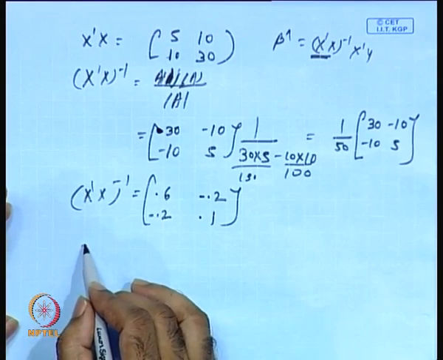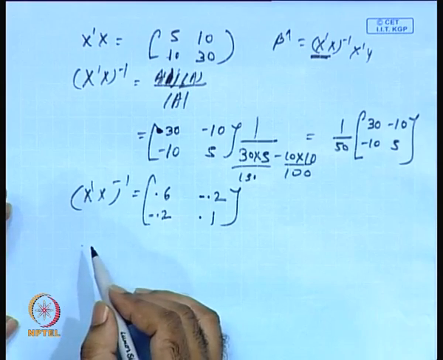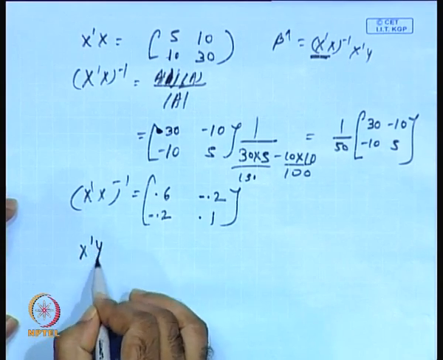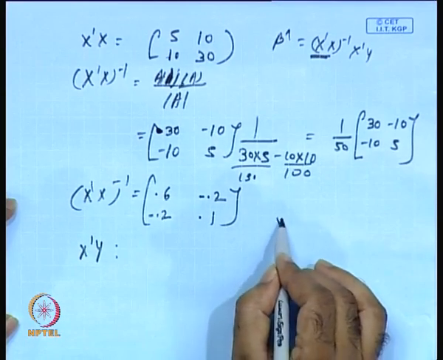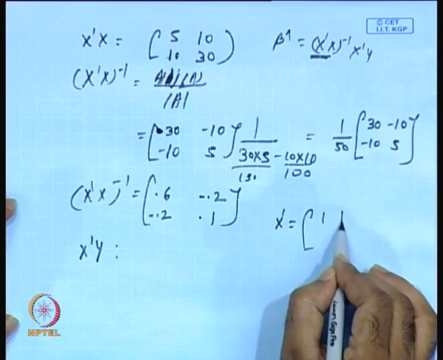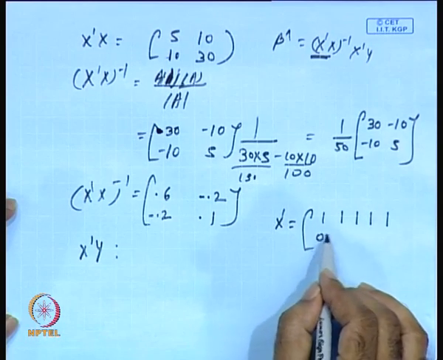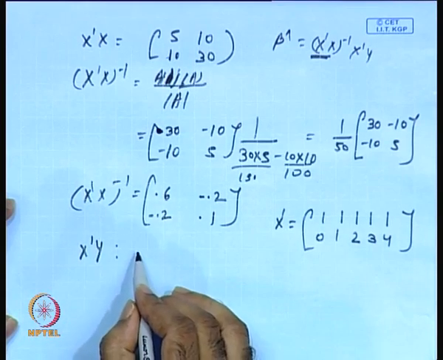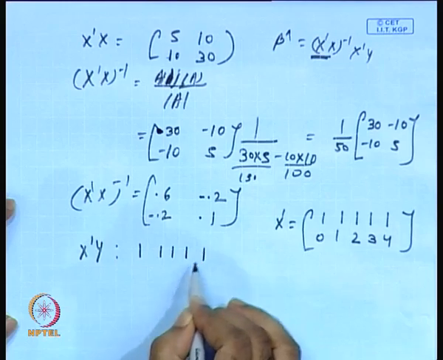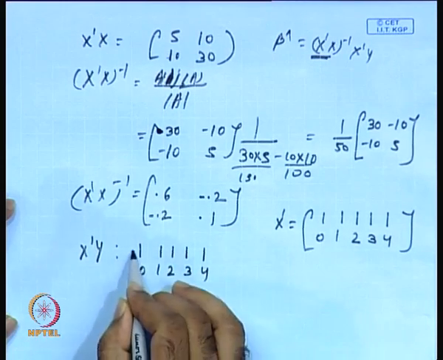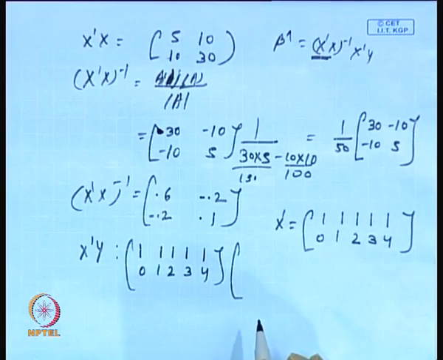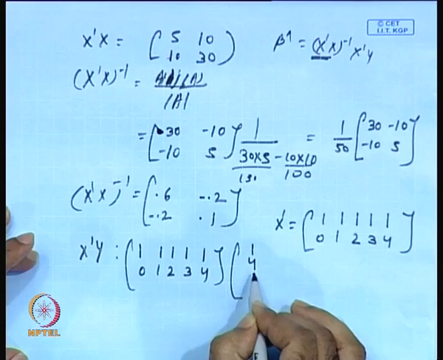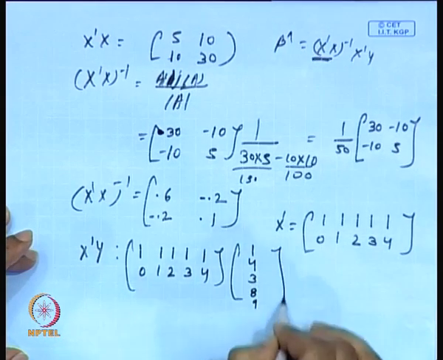Similarly, we would like to know X transpose Y. We know what X transpose is. X transpose here equals [1 1 1 1 1; 0 1 2 3 4], and we have to multiply it by Y. Y is the column vector here, so Y represents 1, 4, 3, 8, 9. So this is how we get X transpose Y.